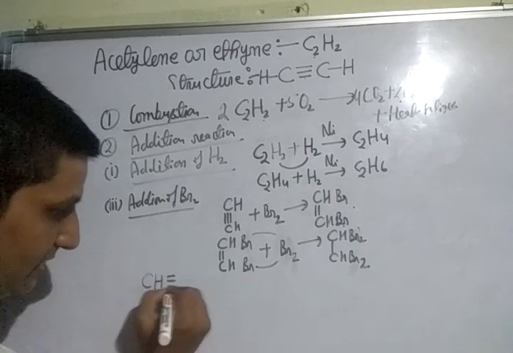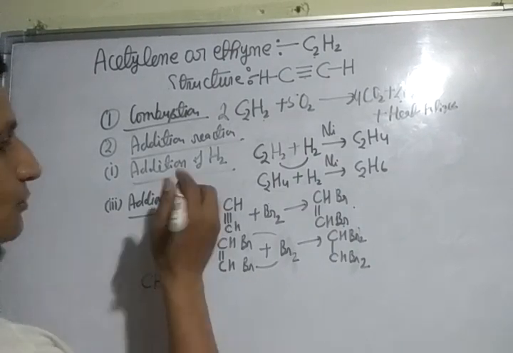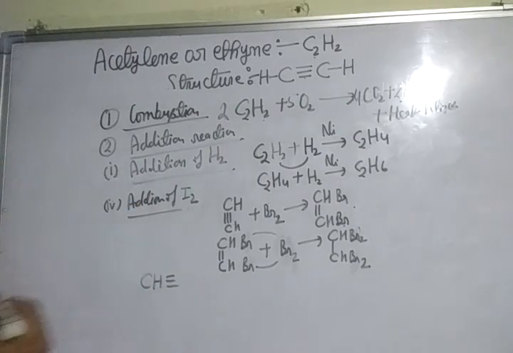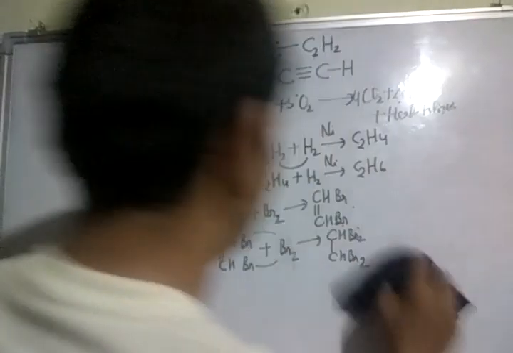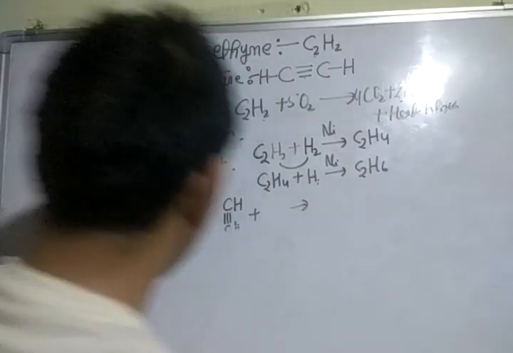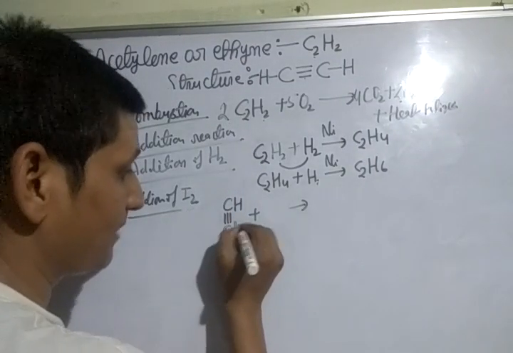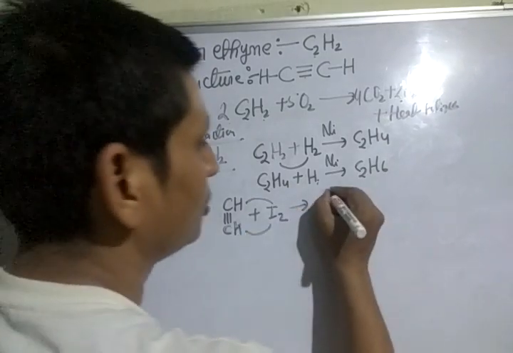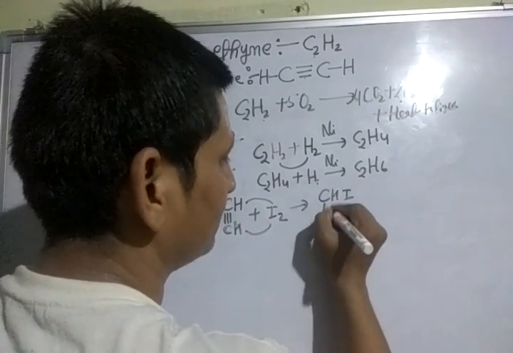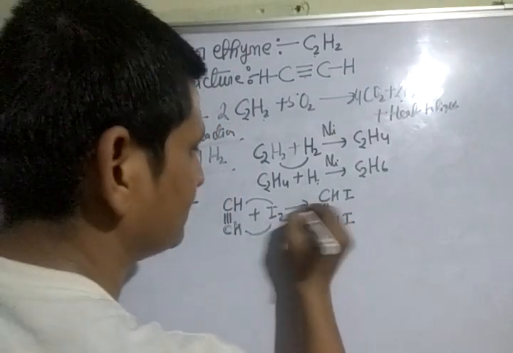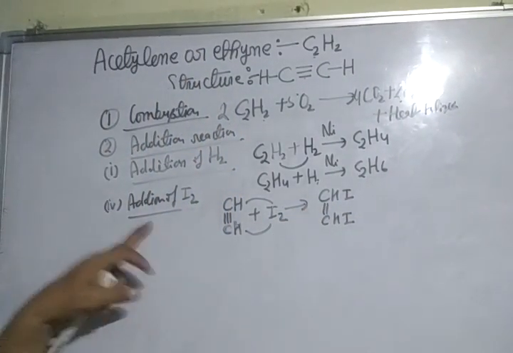This is acetylene. Next is addition of iodine. So we can write the fourth point, addition of iodine. We can write it in this way. Look here. The formula of iodine is I2. One I attaches here, giving CHI double bond CHI. So look here, dear students.